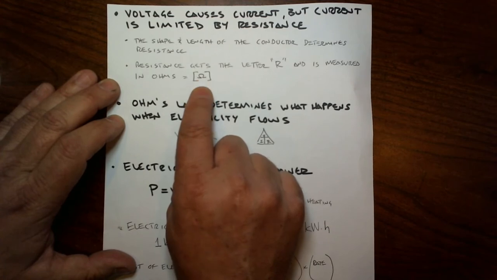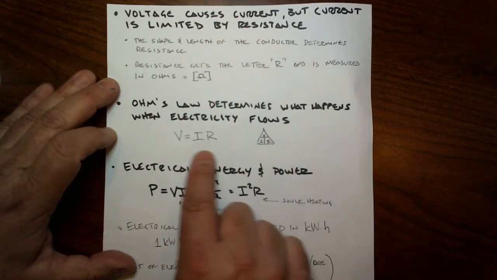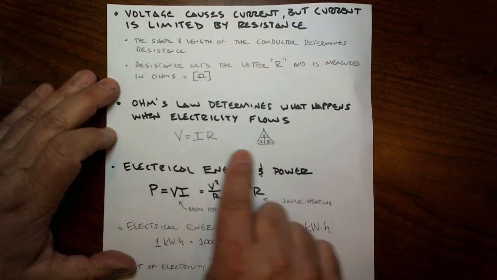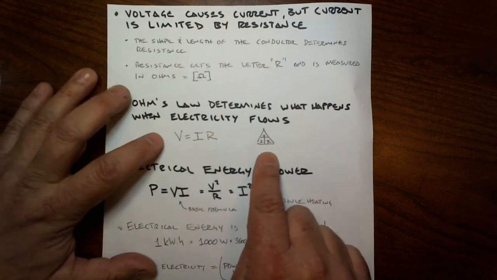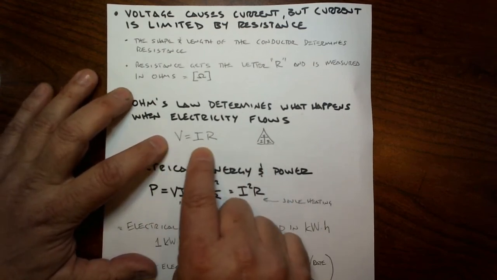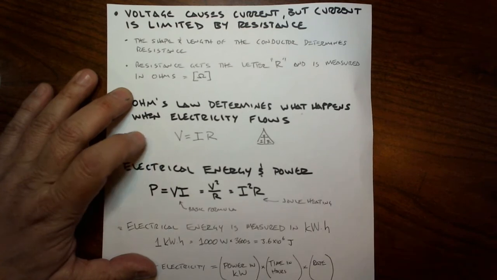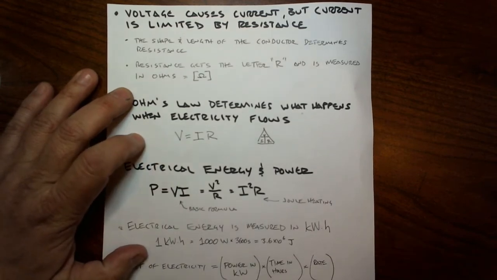Ohms get this symbol, the omega. Ohm's law is the most important thing here. We're going to be using this for the next couple of weeks as we investigate circuits, and it's written as V equals I times R, so there's a relationship between voltage and current.